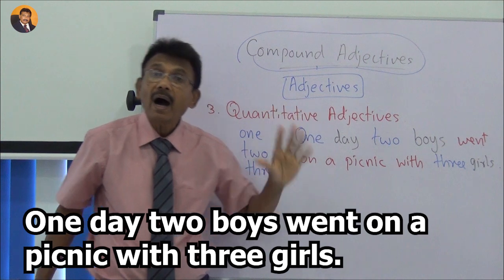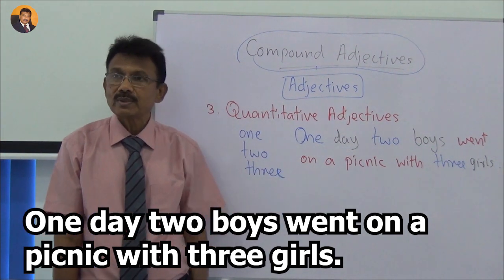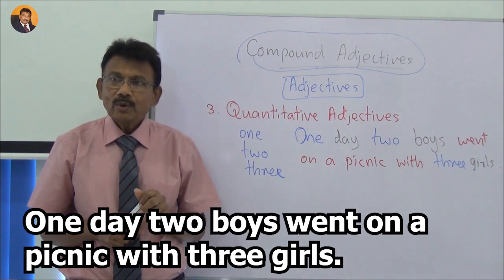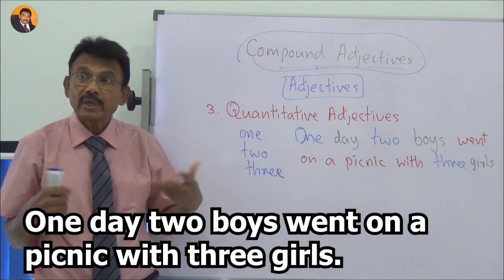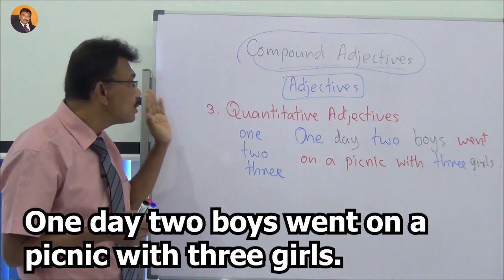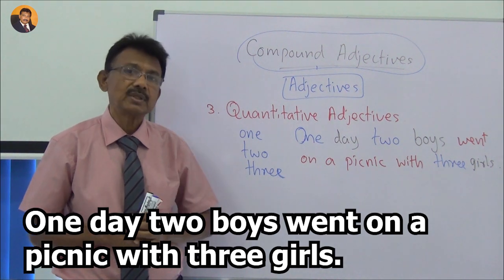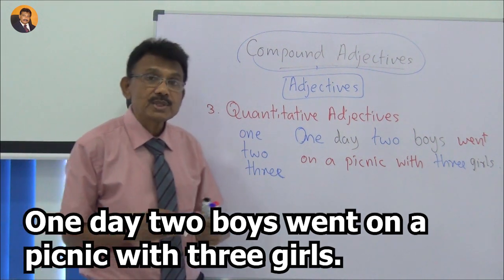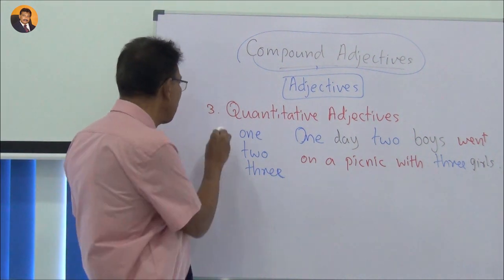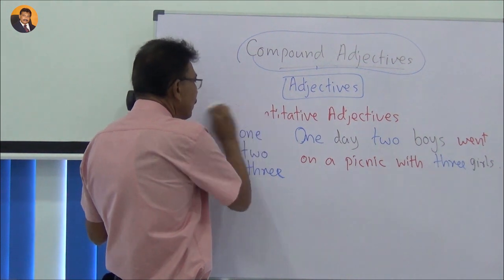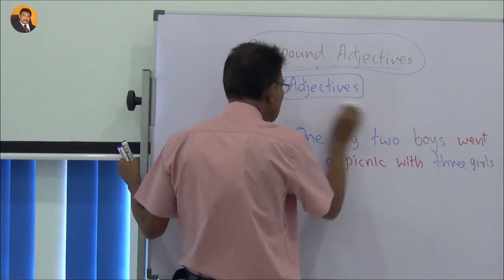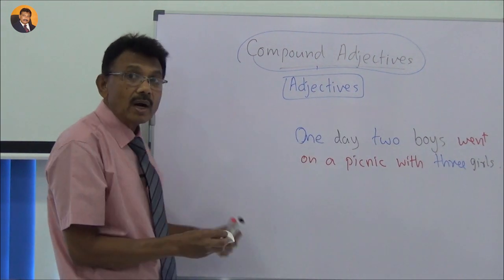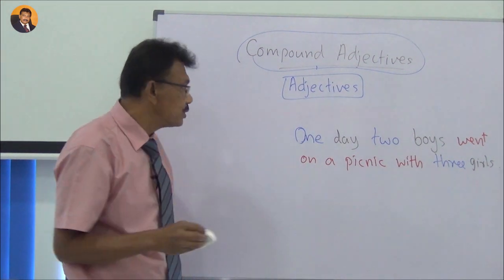1, 2, 3 are quantitative adjectives. Quantitative adjectives. Okay? I hope you can understand. I need not waste time talking about this alone, right? Okay, so these are quantitative adjectives, right? Now next one. What's next? Let's come to the other one. So all these are important when you are teaching and when you are going to answer the question paper, right?